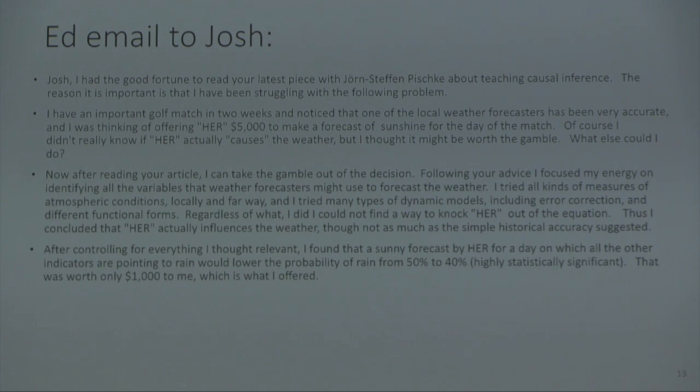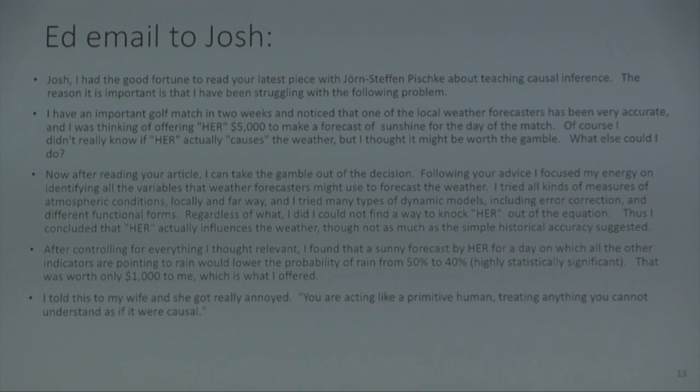After controlling for everything I thought relevant, I found that a sunny forecast by her for a day in which all the other indicators are pointing to rain would lower the probability of rain from 50% to 40%, and that was highly statistically significant. And that was worth $1,000 to me, which is what I offered, and she accepted it. So then when I got home, I told this to my wife, and she was really annoyed. She said, "You're acting like a primitive human, treating anything you cannot understand as if it were causal." And so I asked Josh, did I do something wrong?